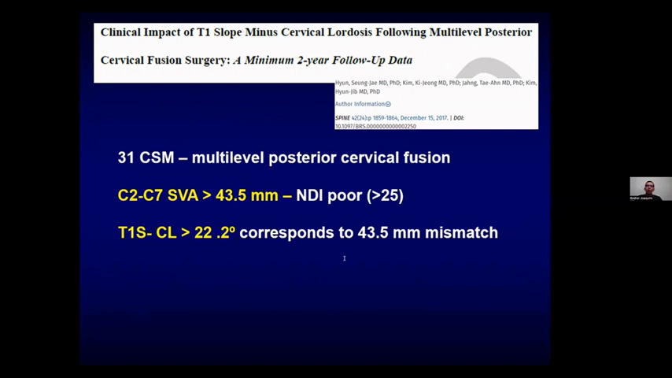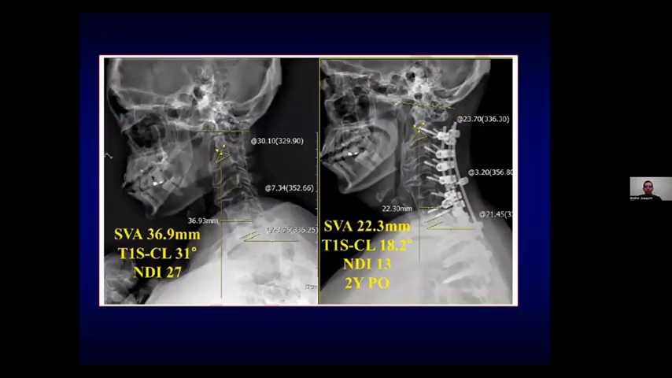So you have to consider the T1 slope when choosing for anterior-posterior approach, or even to know if it's a deformity or a simple cervical case. These 2 pictures are from the manuscript, not mine. And then you can see here that this patient had a mismatch, and it was corrected post-operatively to less than 20, and the neck disability index is good, less than 25 is good.